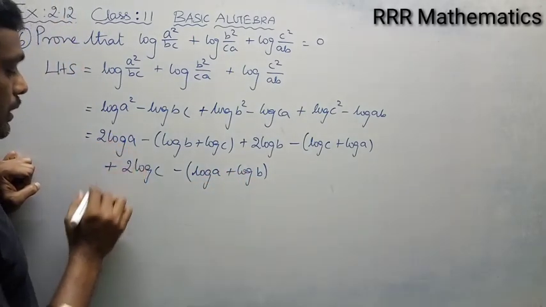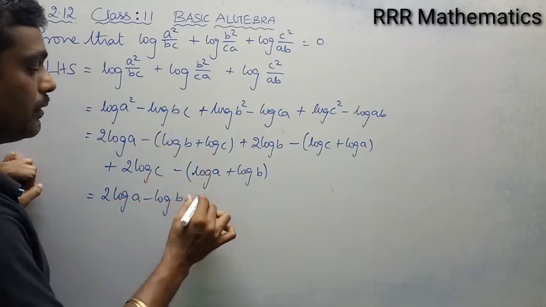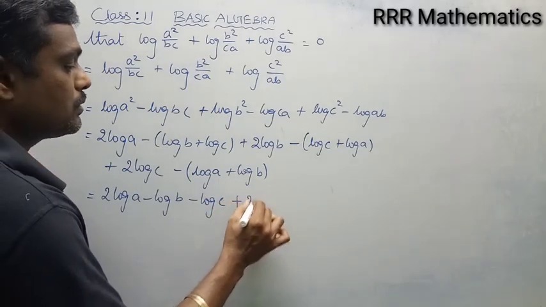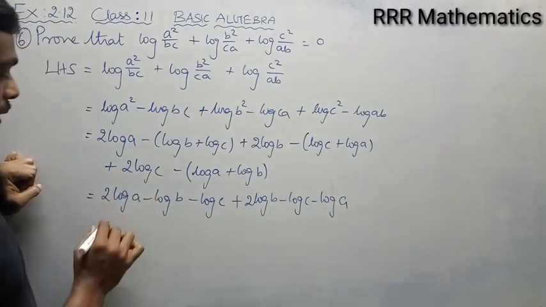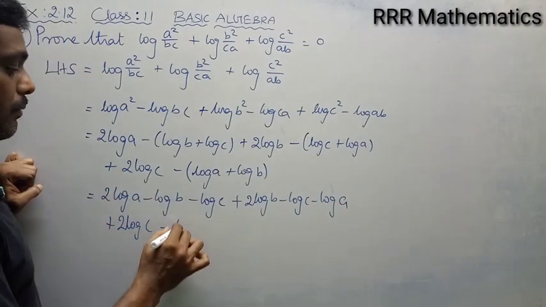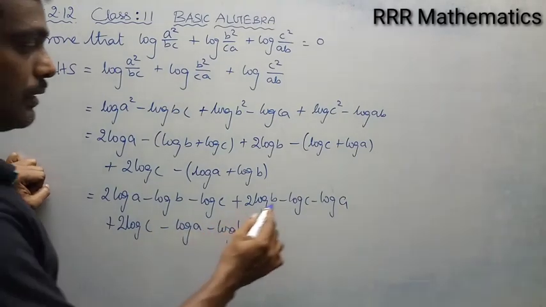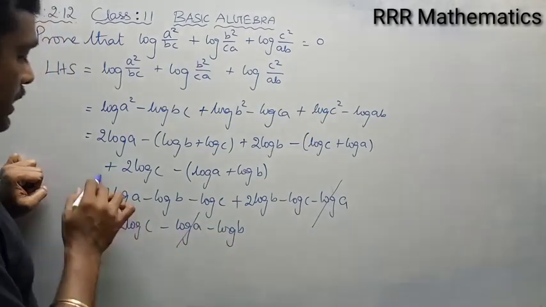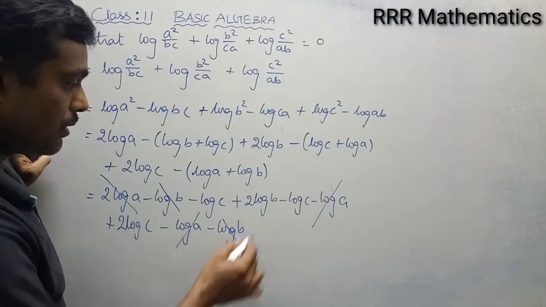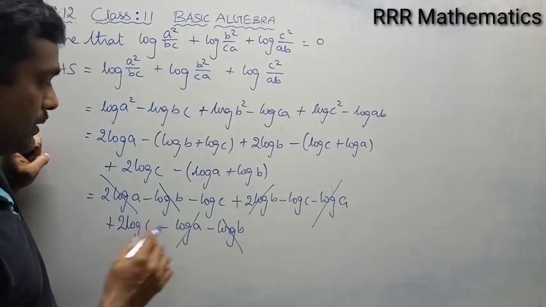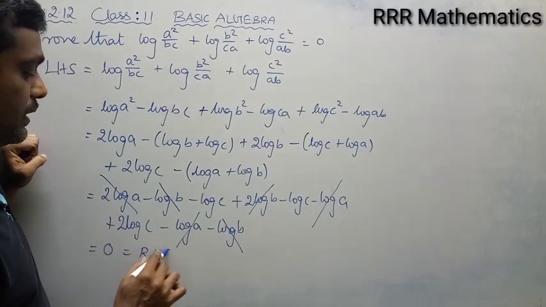Got it? It will be 2 times log a, minus goes inside, minus log b, minus log c, plus 2 times log b, minus log c, minus log a, and it will be 2 times log c, minus log a, minus log b. See, minus log a, and this 2 log a gets cancelled. Just 2 log a minus log a. Minus log b plus 2 log b. Minus log c, 2 log c get cancelled. That's all. I am getting the right hand side.